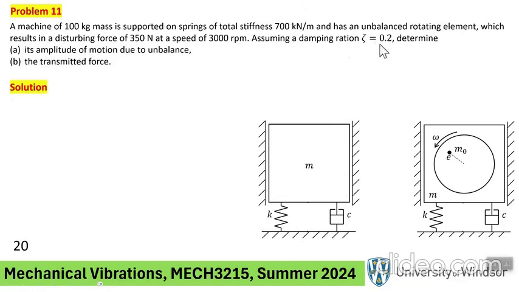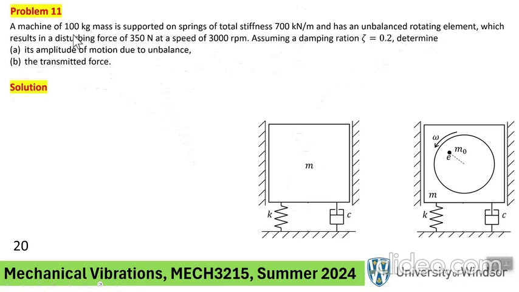Let's assume that we already measured the damping ratio, which can be done experimentally by pushing this thing down, let it oscillate up and down as a free damped vibration, and based on logarithmic decrement, we can estimate the value of damping ratio. There's two things you want to do. You want to find the amplitude due to this unbalance at that rotational speed, and also how much force is transmitted to the ground.